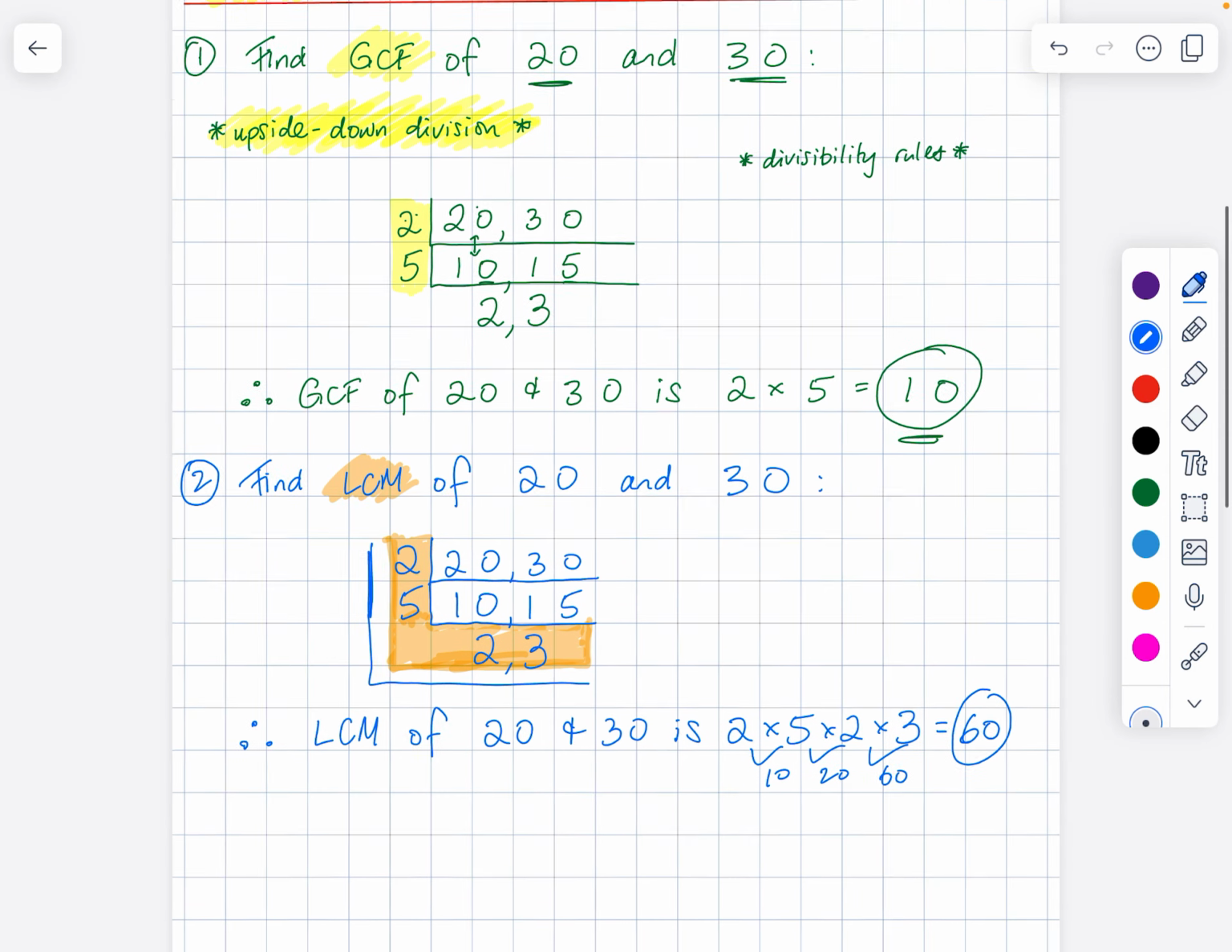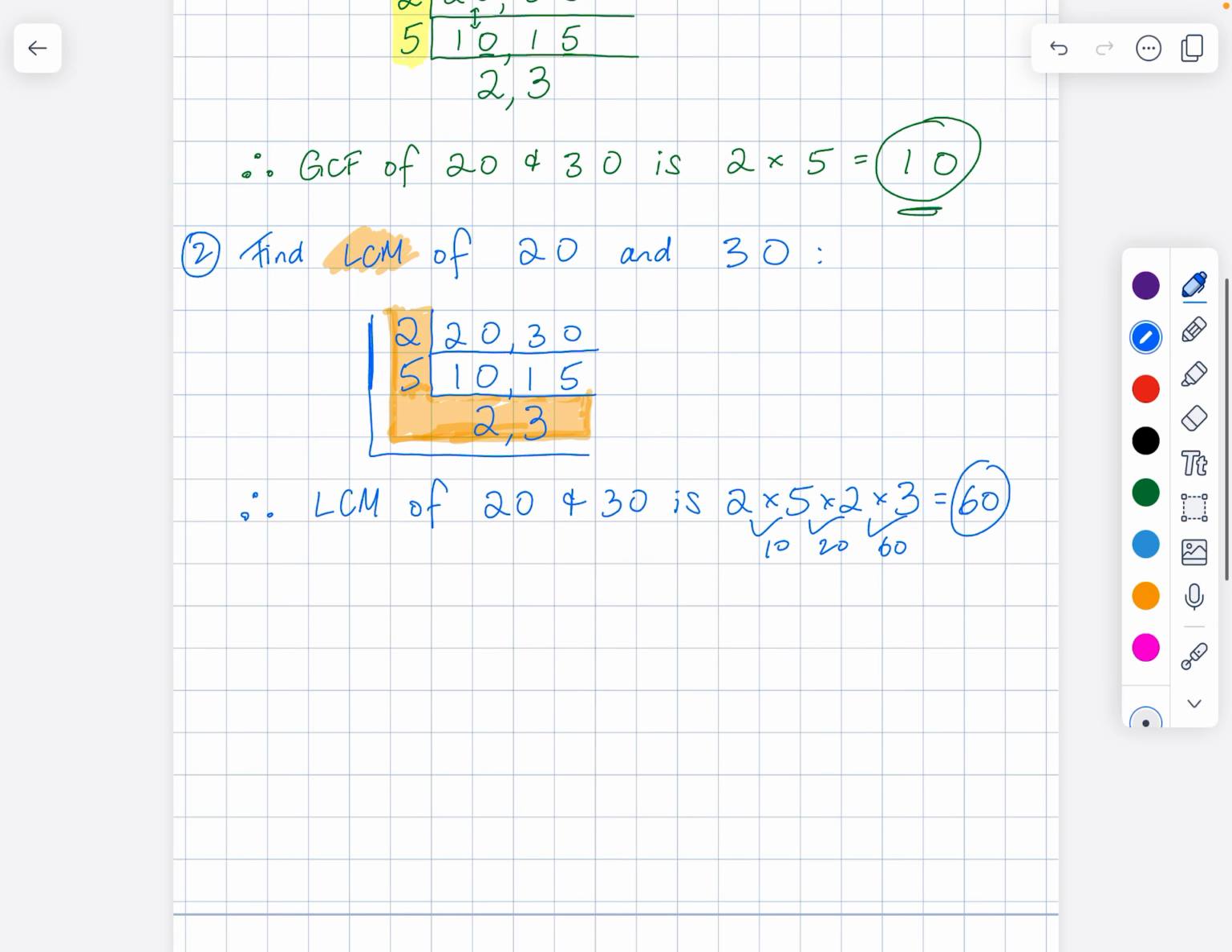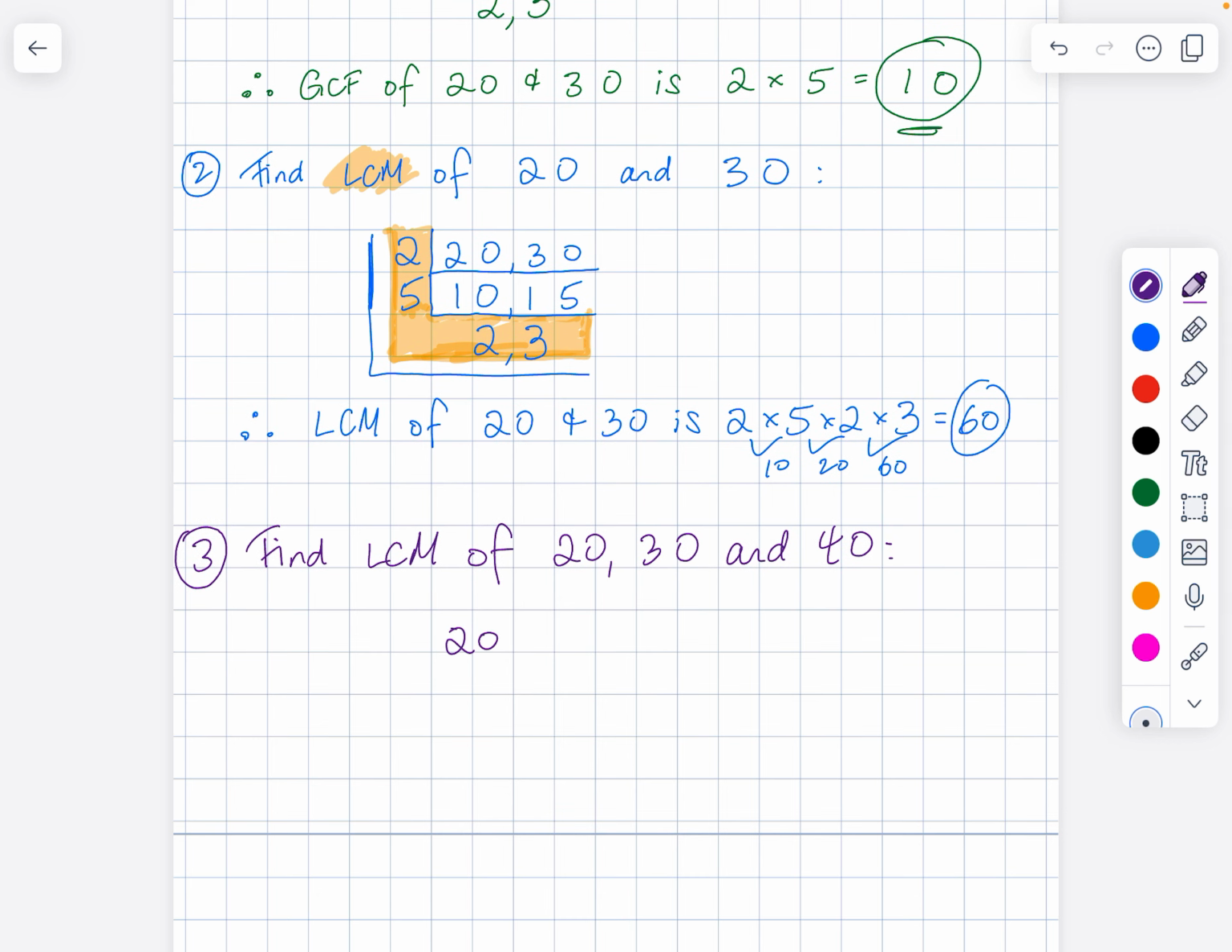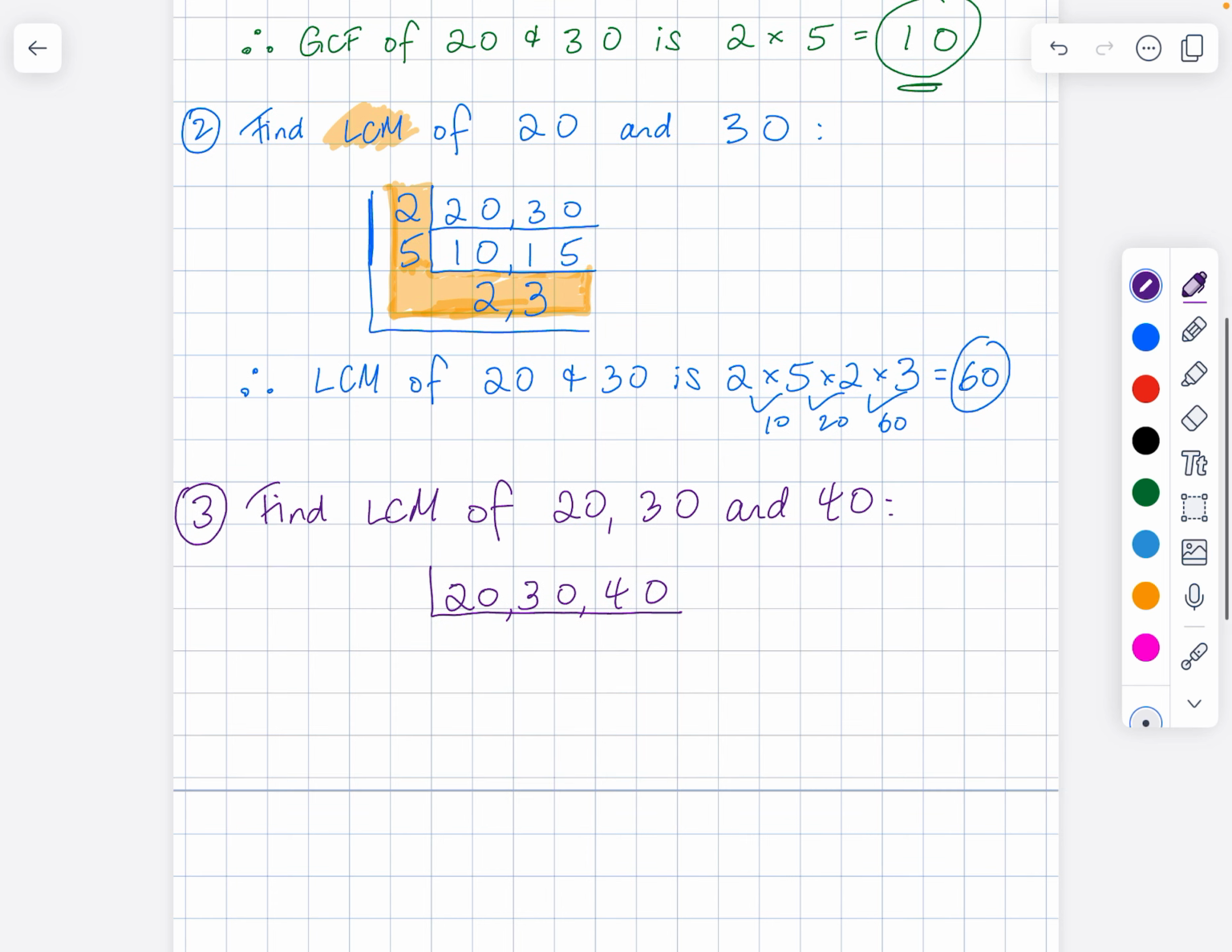Now, this method will work also if you have 3 numbers. So say if you're asked to find the LCM of 20, 30, and 40. You would follow the same process. So even though there's 3 numbers, you can still do it. 20, 30, 40. This time I'm going to pick a bigger number, because I do want this to go faster. Say this time I chose 10 because they all end in a 0, so I know 20, 30, and 40 are all divisible by 10.